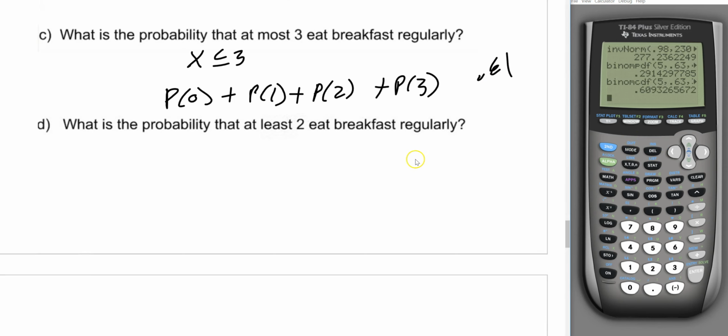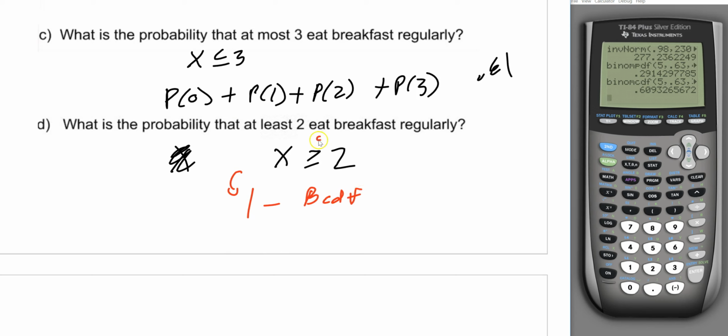What's the probability that at least 2 eat breakfast regularly? So at least 2 is a different thing. If I want at least 2 cookies, that's x is greater than or equal to 2. Now it's pointing the wrong direction. So a couple things here, right? When it's pointing the wrong direction, the first thing you gotta do is flip it. So you do 1 minus binomial CDF.